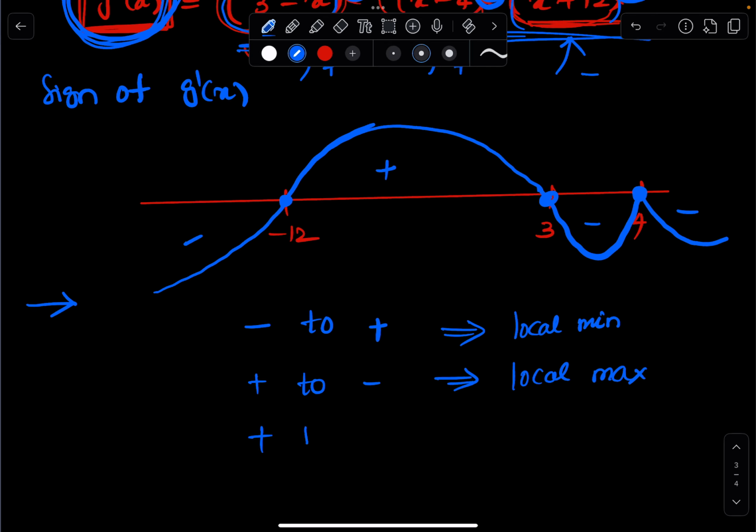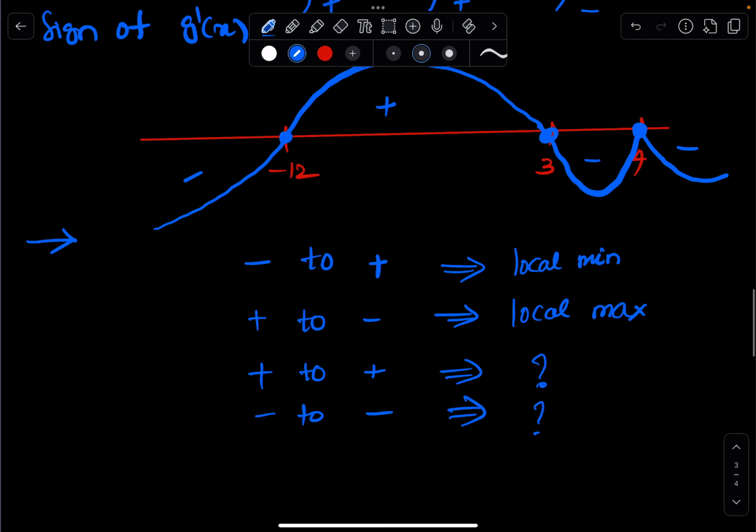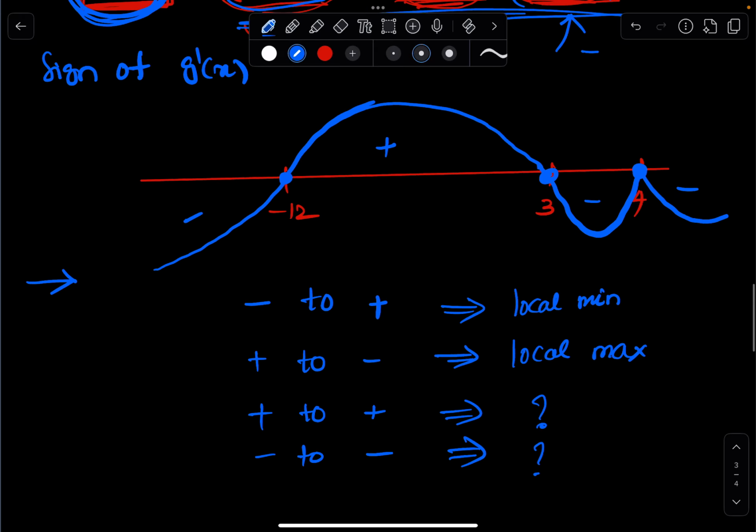So you let me know in the comment section what happens when the sign changes from plus to plus or from minus to minus. Alright, so let me know in the comment section. Now we have to count the local minima. So that is your p. So your p will be, this is one local minima. Alright, and that's all. There is only one transition from minus to plus.